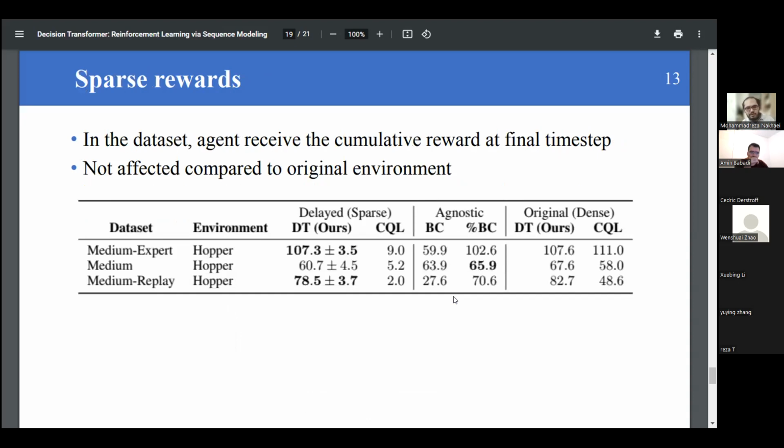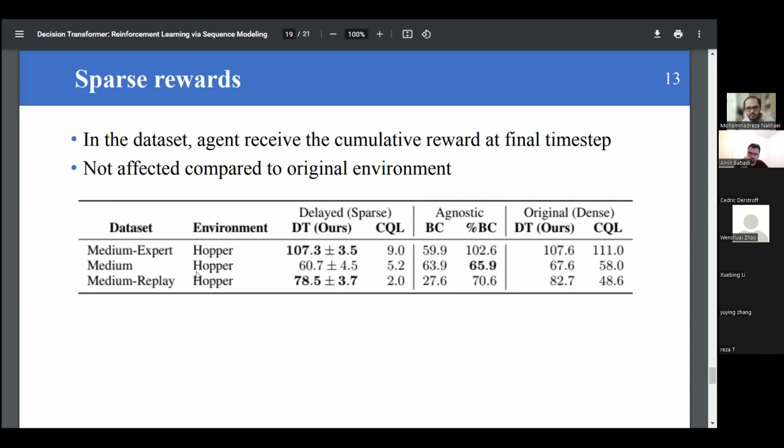And in the case of a sparse reward, when the agent receives the total reward in the final time steps, while other algorithms are affected by this change, decision transformers are not really affected. For example, in the original dense environment, the performance of decision transformers is 107, and in the sparse setting it is 103. There is only a 0.3 reduction in the performance.